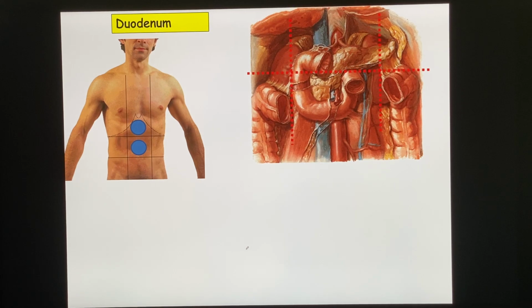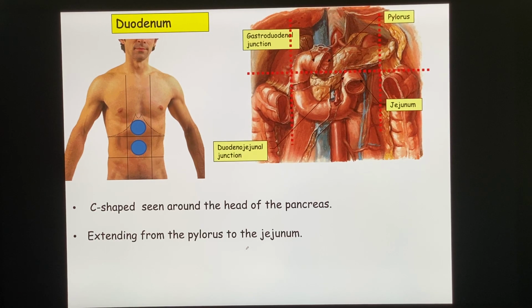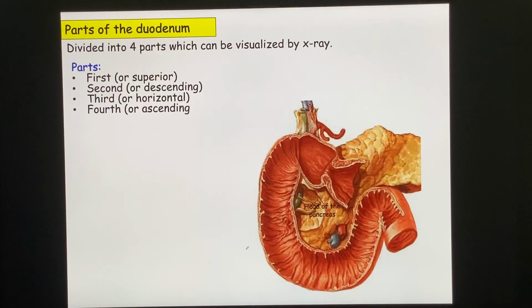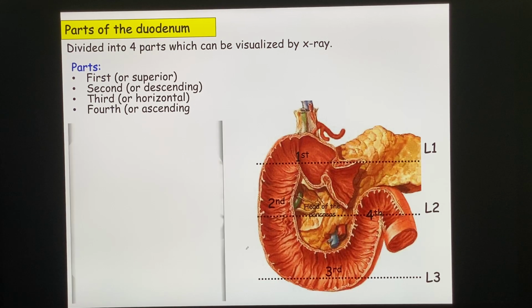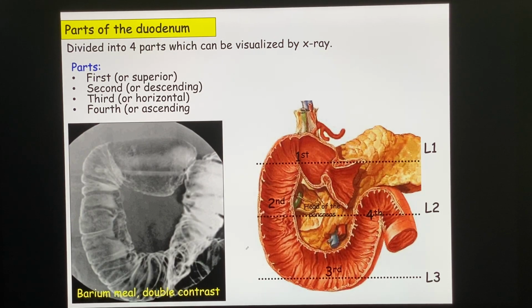I'm not going to go over this again. You know where the duodenum is situated, right? Parts of the duodenum, again, let's quickly go over it. We have the first part, second part, third part, and the fourth part. You don't need to know the vertebral levels here, okay? Another image just showing you the different parts of the duodenum.